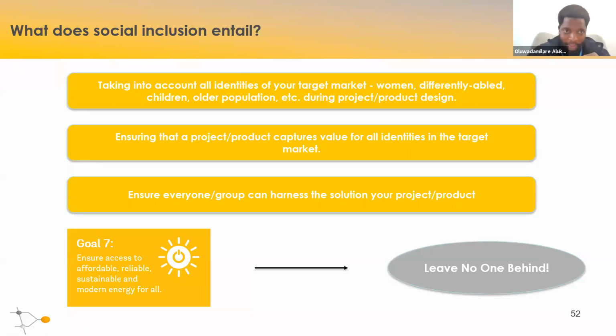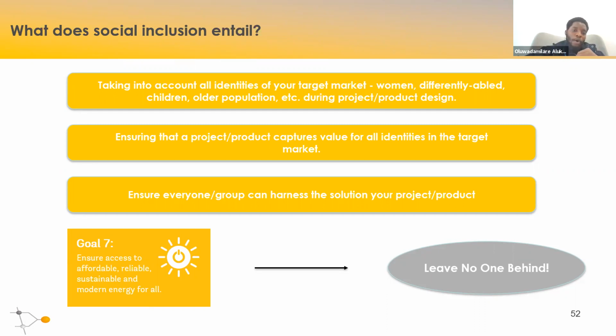Yeah, and that's basically what I just said. Social inclusion is taking into account all identities of the target market, from women to differently abled people, children, or the population. Think about them from the initial stage of product or project design. Ensure that your project or product captures value for all the identities, and ensure that every group can harness the solution project or product offers.